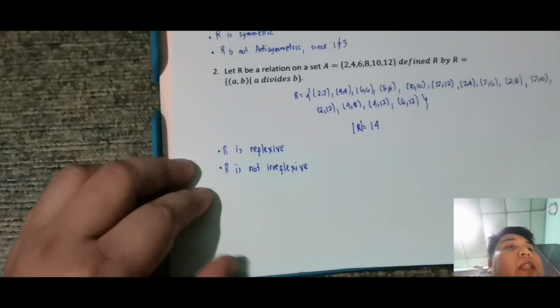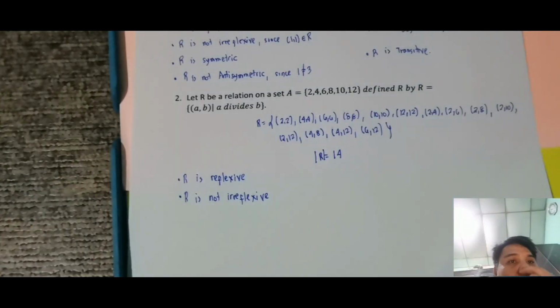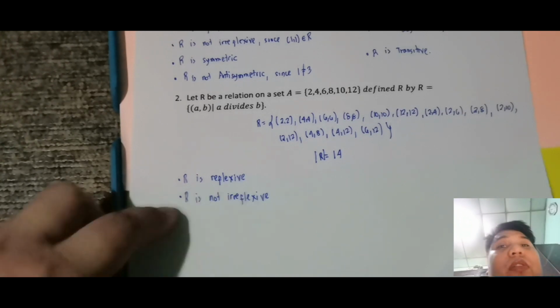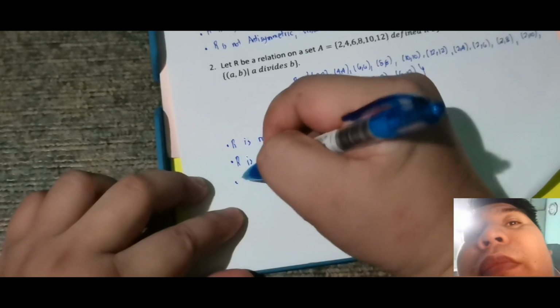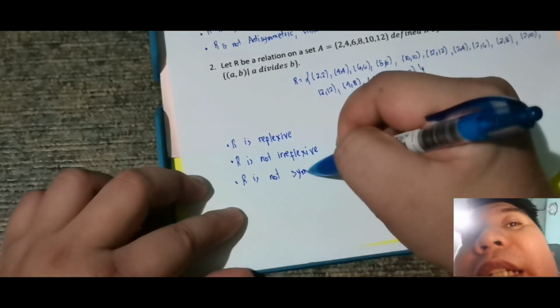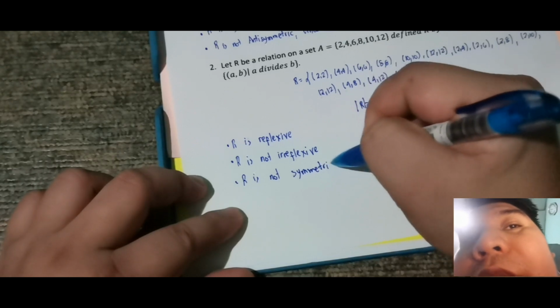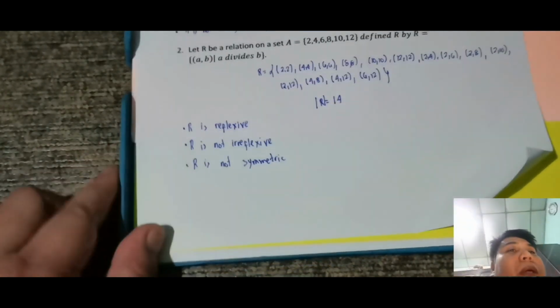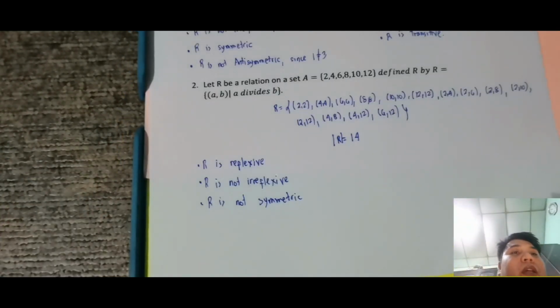Okay, next is symmetric ba siya? Andiyan yung (2, 2), (4, 4), (6, 6), (8, 8), (10, 10), (12, 12), symmetric yun. Pero, si (2, 4), wala si (4, 2). Okay, so, hindi siya symmetric. So, R is not symmetric. So, dun pa lang sa isang example, wala na eh. Kasi si (4, 2), wala eh. Dun pa lang eh.